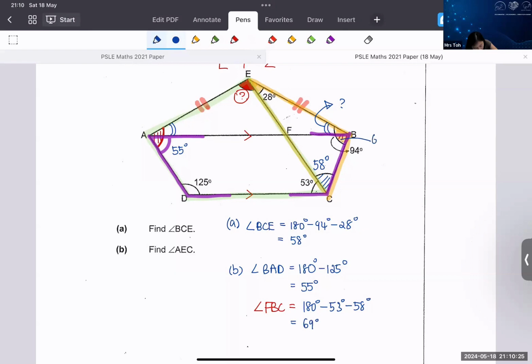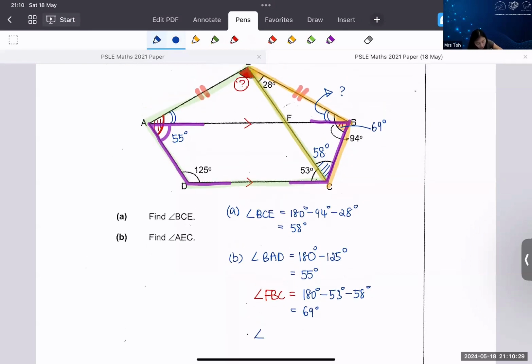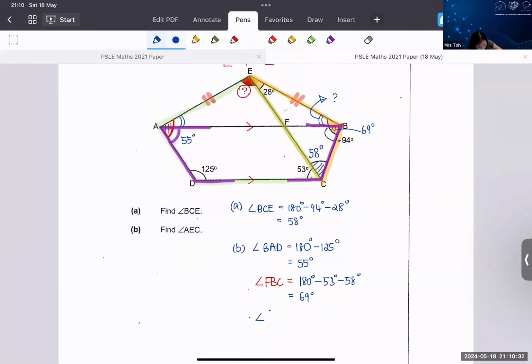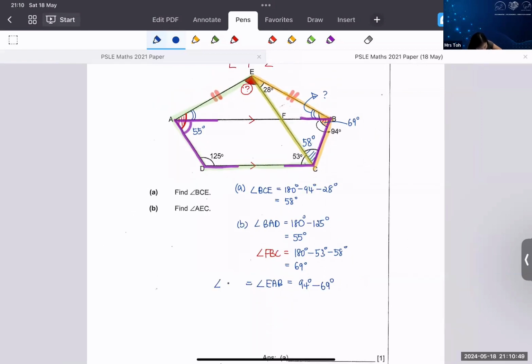So once you find out this is 69 degrees, you can find out the base angles of the isosceles triangle, which is AB, which is 94 degrees minus 69 degrees. Because your EAB is the same as your angle EBA. So that will give you 25 degrees.